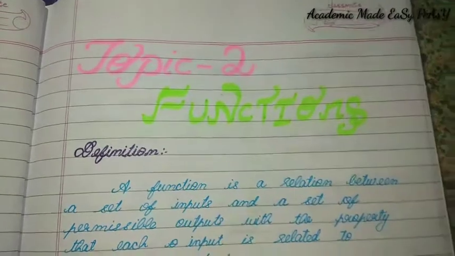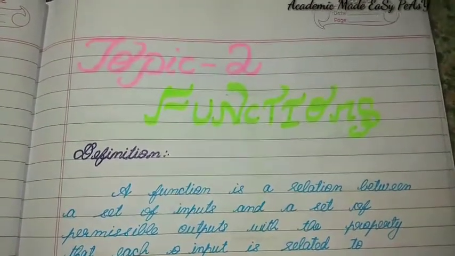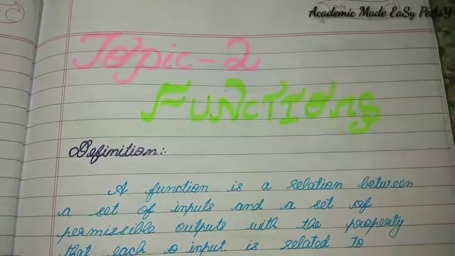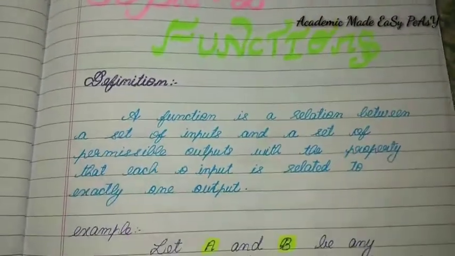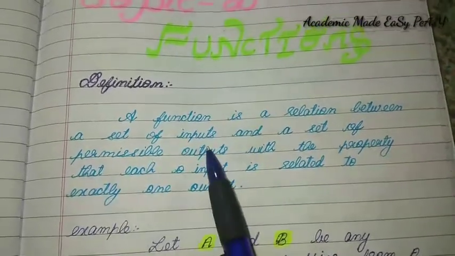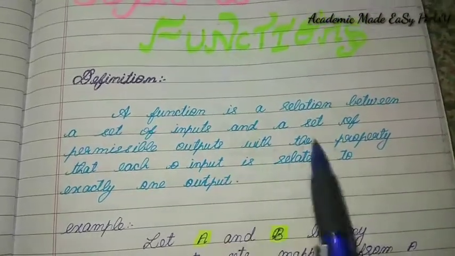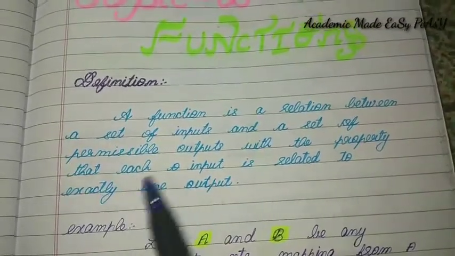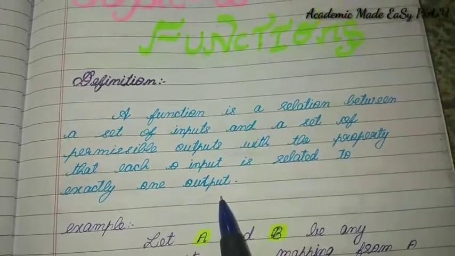In the previous videos we have learnt about relations. Today we will be learning about functions. First let's see what is a function. A function is a relation between a set of inputs and a set of permissible outputs with the property that each input is related to exactly one output.